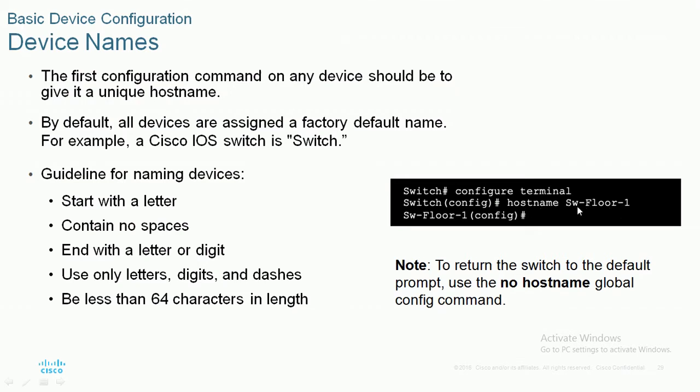See here, recall that command structure. Switch config hash is the prompt. Hostname is the command, and after a space comes the argument. Now the switch will be renamed to switch floor 1. In this way we can change the switch name. If I want to get back from switch floor 1 to the default name, I apply no hostname, and it will be changed back to the default name, switch.